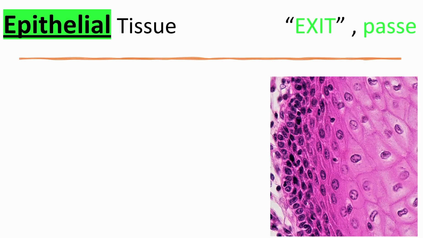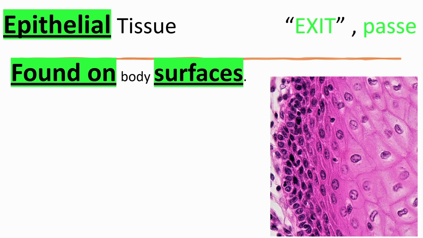There are four types of tissues. The first one is the epithelial tissue. Think of it as exit. When you think exit for epithelial tissue, both start with the letter E, you can think of it like as found on the body's surface. Like if you're trying to exit a cell, it is now the surface.